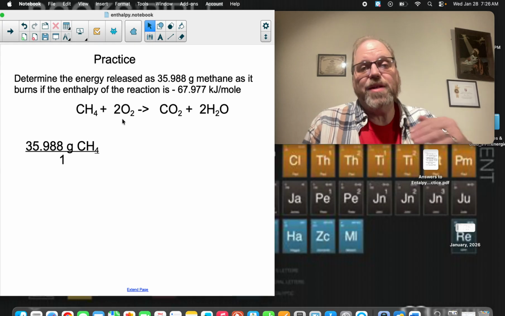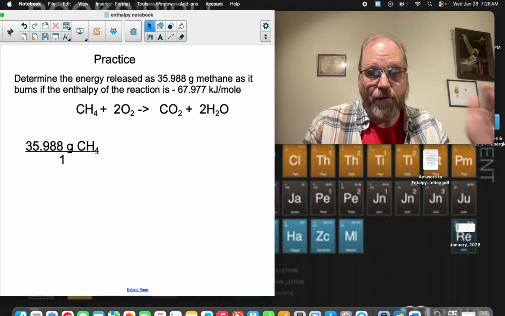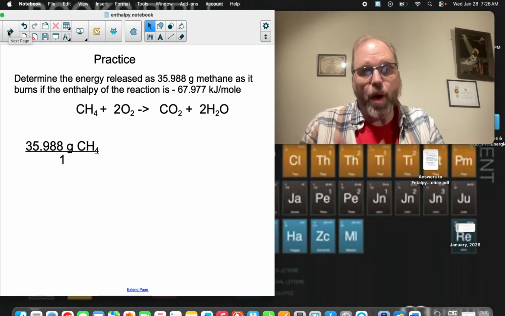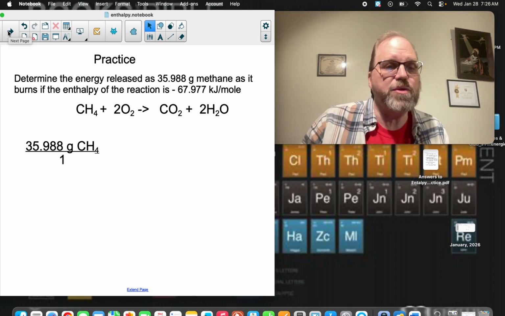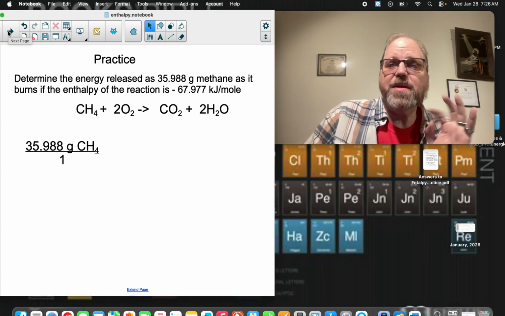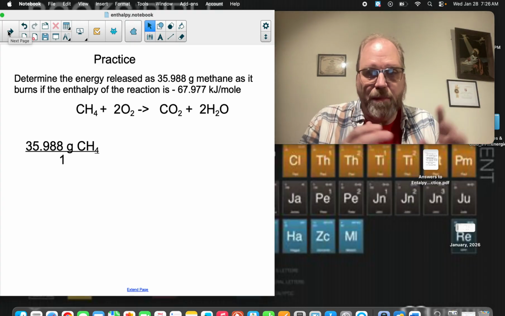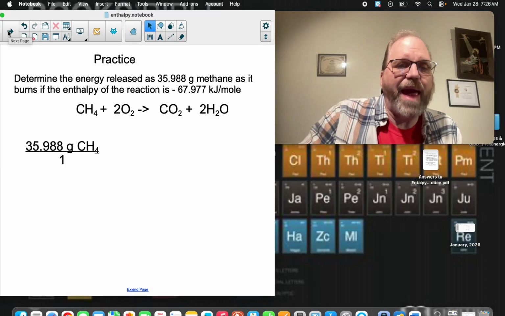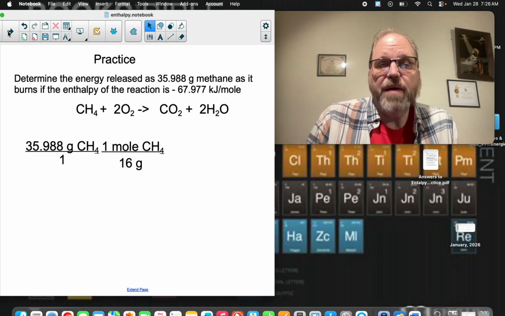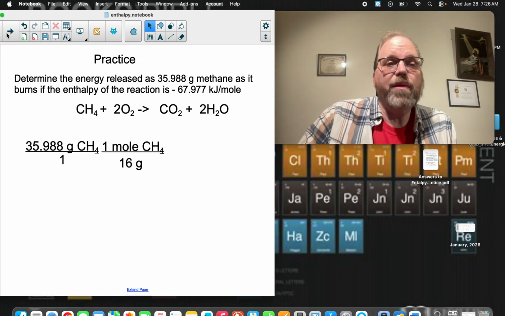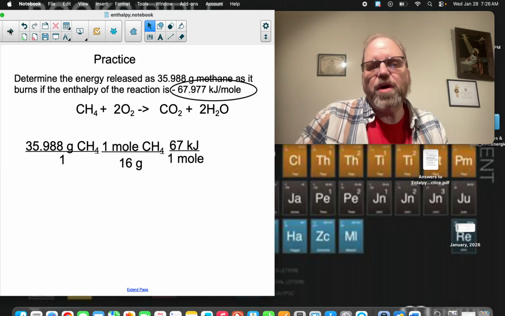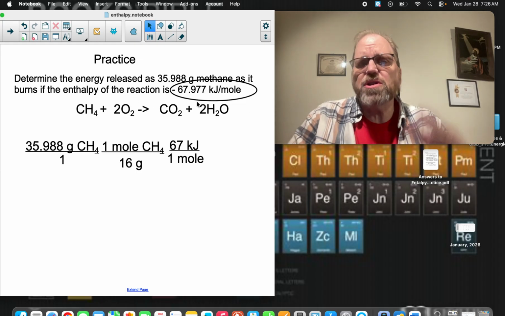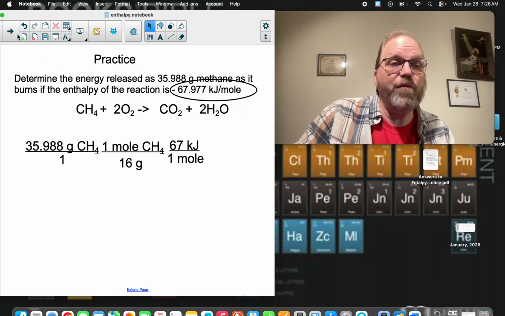Now, in order to get into moles, we need atomic mass, formula mass, molecular weight, or we need molar volume, 22.4 liters of a gas. We talked about that before, stoichiometry. Carbon's 12, hydrogen is 1, times 4 is 4. Again, I round to whole numbers with the exception of copper and chlorine. So we have 16 grams of CH4 is 1 mole. Now, from the problem, it says that negative 67.977 kilojoules is in every 1 mole, so we just put that in there. We don't really need the balanced equation, but it's good to have there so we see the process, and we will have to have it later.